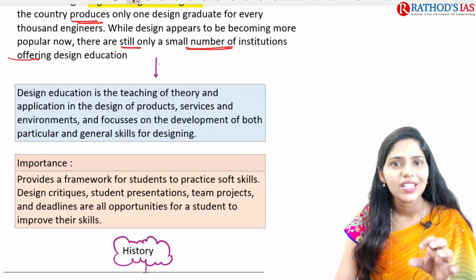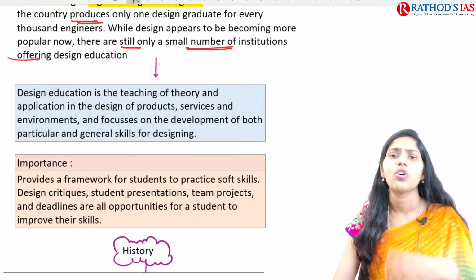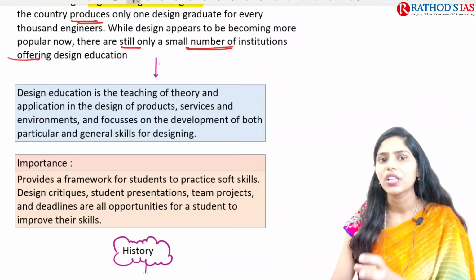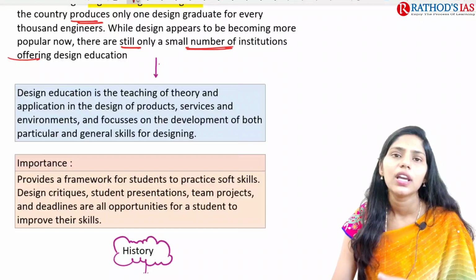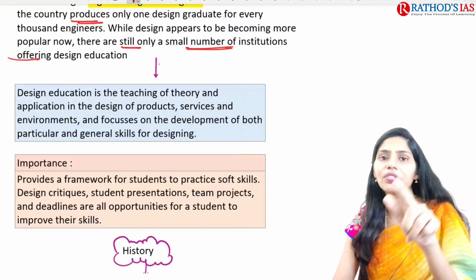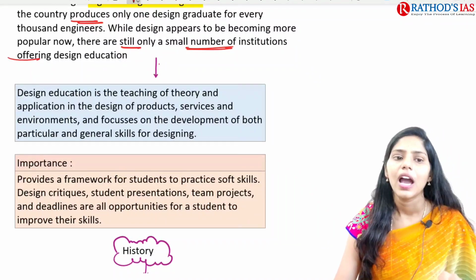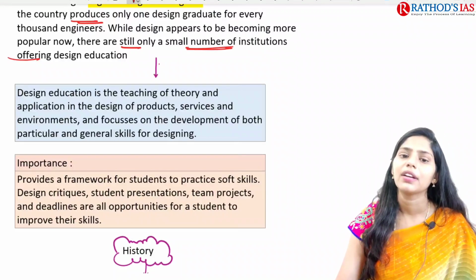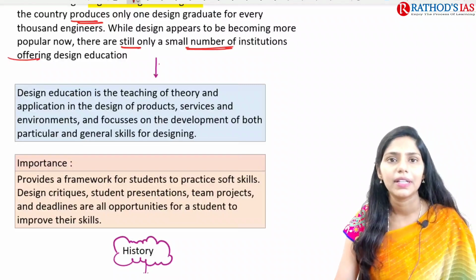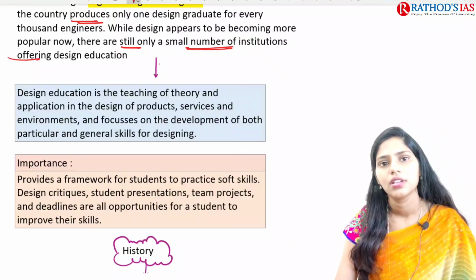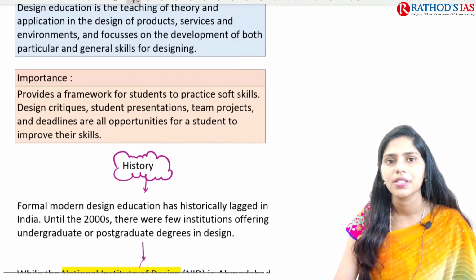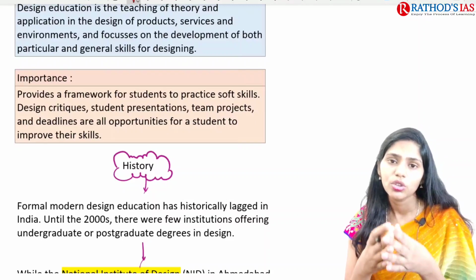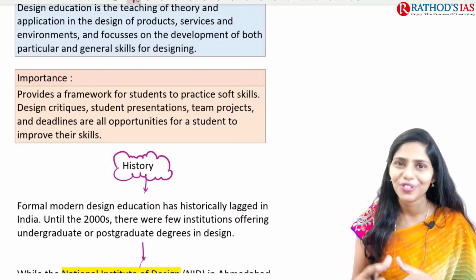Now let us first understand what design education is and what is going to happen in it. Design education is nothing but the teaching of theory, and not only theory, but also a focus on the application part: the design of products and services. We also focus on the environment and the development of both particular and general skills, so we are focusing on skill development. So why do we have to focus on design engineering? What is the importance? If you understand the importance, then only are we going to focus on it, right?